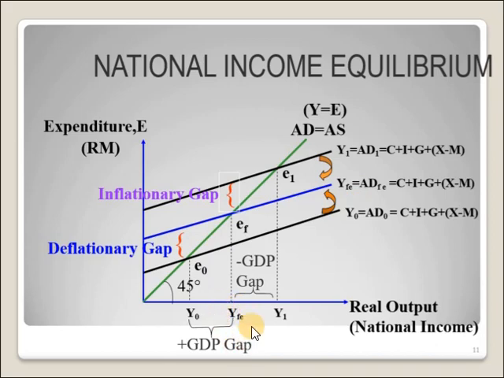Y in the expenditure approach is equal to AD, aggregate demand, by household C, by firm I, by government G, and by foreign sector exports minus imports. This is in a four sectors economic model. But the real output or expenditure is not always at the middle, at full employment. Sometimes Y is too high, so Y1 is more than YFE, our target.